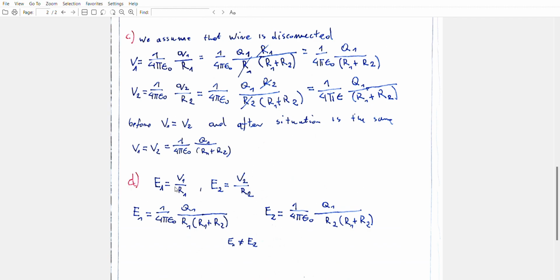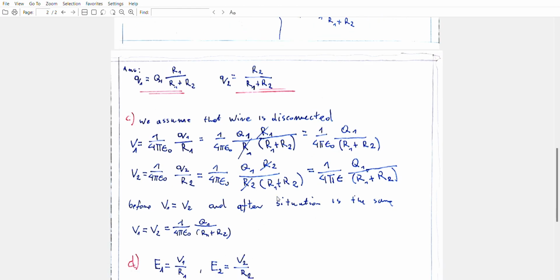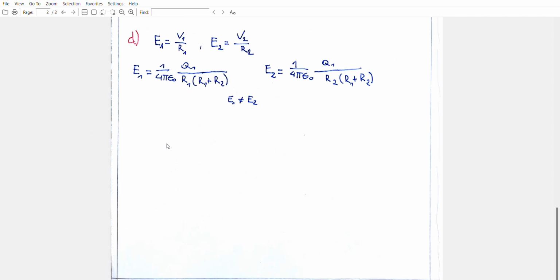For the last part, I used what I said earlier: having V, I can immediately have E. It doesn't work for all situations, but for the sphere it works. What I have is the equation describing the electric field and how it depends on the parameters of these two spheres after connecting them. Okay, that's it, and thank you.